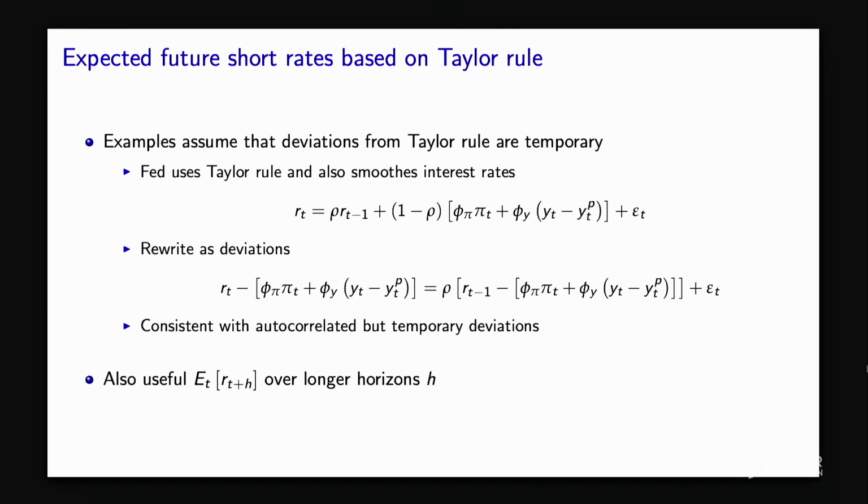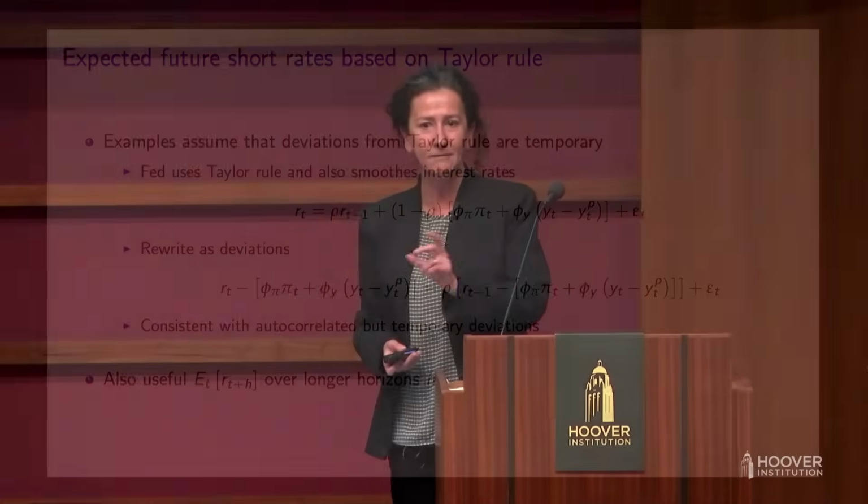And then it's also useful to predict. If you look at the left-hand side, you might be thinking, can I use this to predict short rates over the long horizon? And the answer is yes. That's exactly what asset managers do: they look at the deviations of the Fed funds rate from the Taylor rule today to forecast short rates even over long periods. And then you can think about risk premia. Thanks.